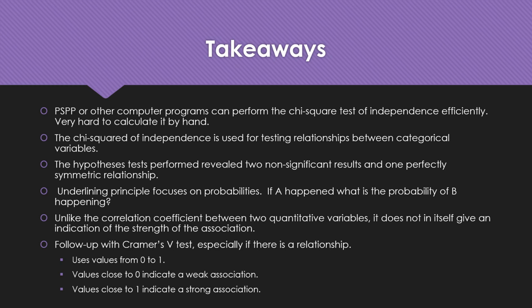So, how do you conduct and calculate Cramer's V values? First, it uses values from 0 to 1. Values closer to 0 indicate a weak association, or even no association at all. Values close to 1 indicate a strong association.